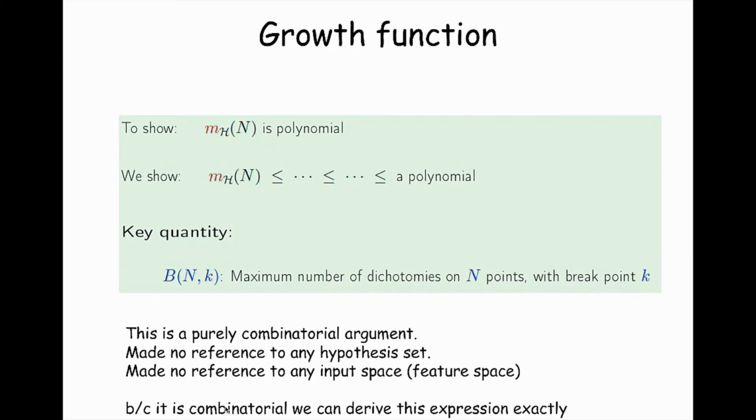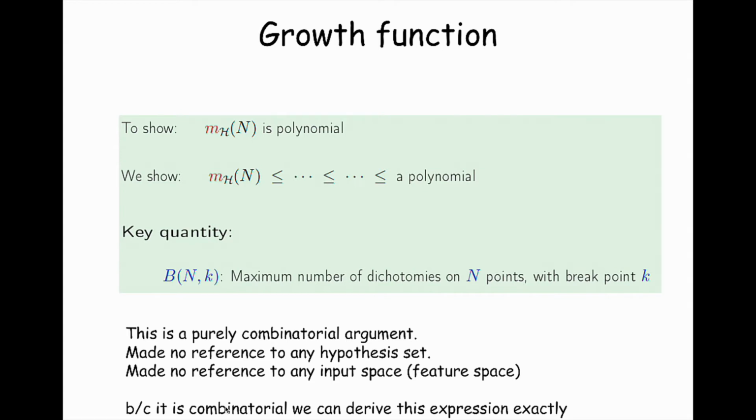B of n, k is described as the maximum number of dichotomies that a hypothesis set can form on n data points, given that it has a breakpoint k. Now you notice here this doesn't say anything at all about the specific hypothesis. It doesn't say the positive ray, it doesn't say the positive interval, it doesn't say convex sets. It's a purely combinatorial argument.